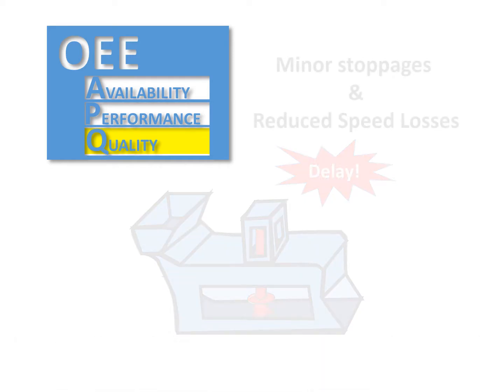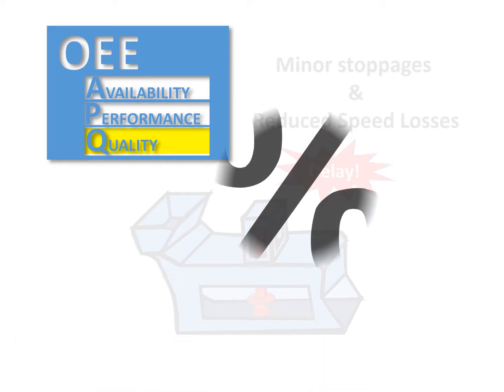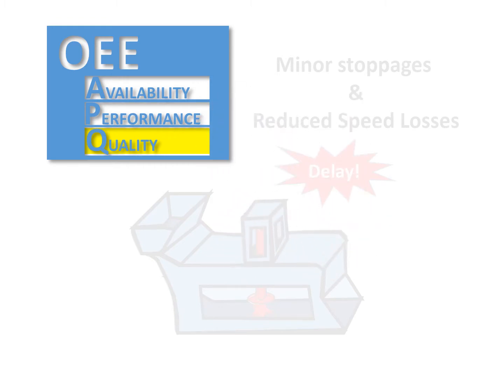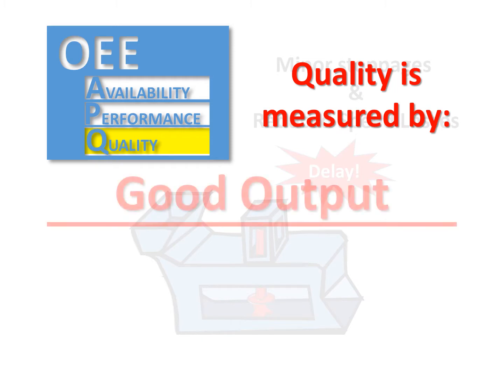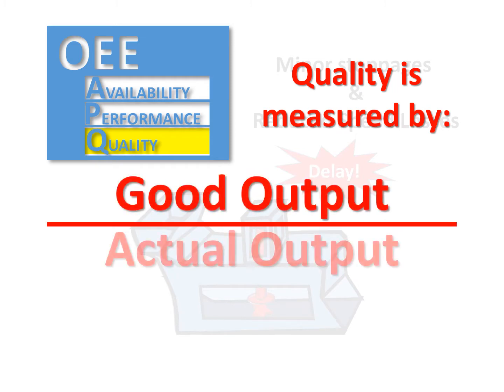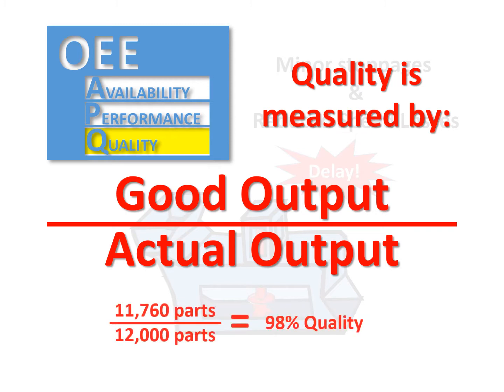Our final category, quality, is again a percentage that represents the number of good parts attained versus the total number processed. The calculation is good output divided by actual output. For example, if we processed 12,000 parts, and at the end of the process we ended up with 11,760 parts that we could sell to the customer without being reworked, we would divide the good by the actual output to arrive at a 98% quality level.